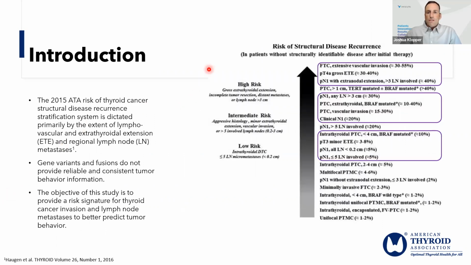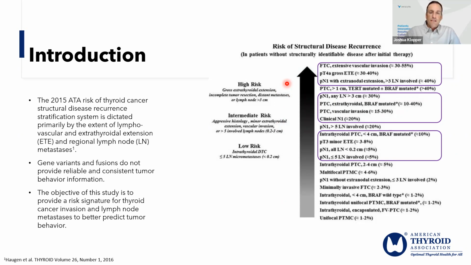So we know that the risk of structural disease recurrence, the stratification system here proposed in the 2015 American Thyroid Association Thyroid Nodule and Thyroid Cancer Guidelines, is largely dependent on the extent of invasion and lymph node metastases, as seen here with the spectrum from low to high risk disease. Molecular testing provides information on gene variants and fusions, and those are very helpful for predicting such factors as invasion and metastases over a population, but they are not particularly specific for how an individual tumor may behave.